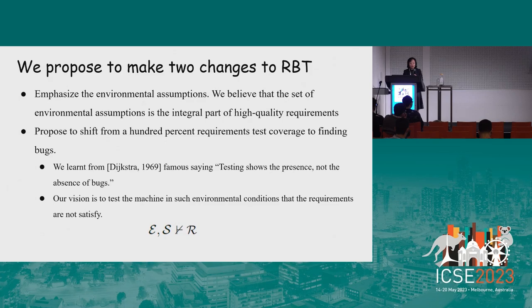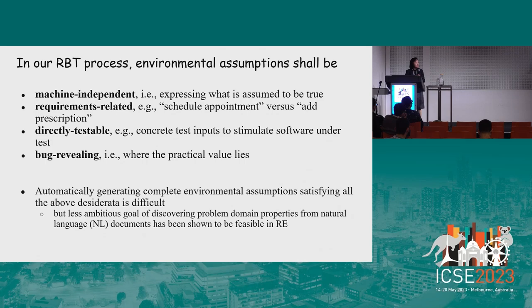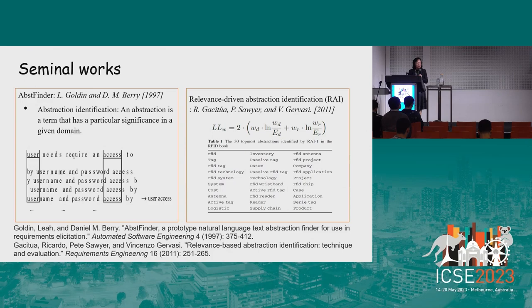In our requirements-based test process, the environment assumptions should be machine independent, requirements related, test-directed, and bug revealing. Of course, automatically generating complete environment assumptions satisfying all the above desiderata is difficult, but the less ambitious goal of discovering problem domain properties from natural language documents has been shown to be feasible in the requirements engineering domain. Many previous works have shown the feasibility of using natural language processing techniques to process requirements documentation to help with these tasks.